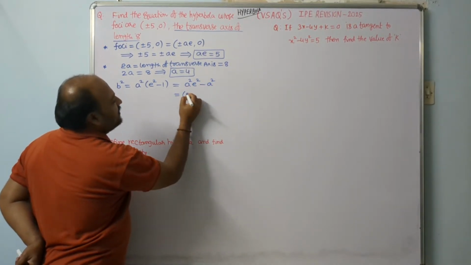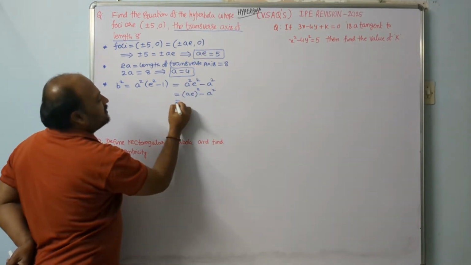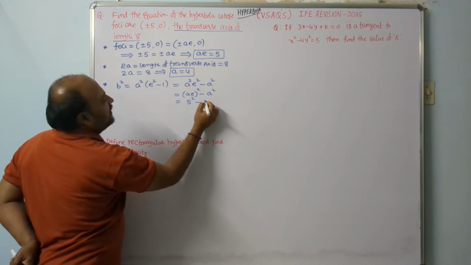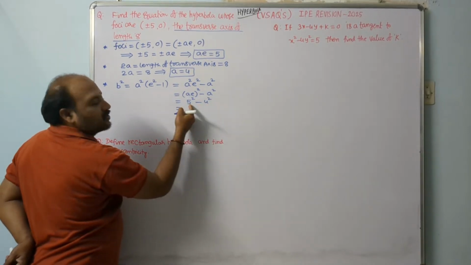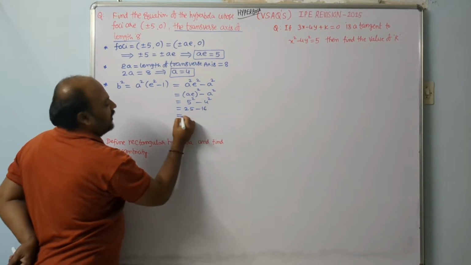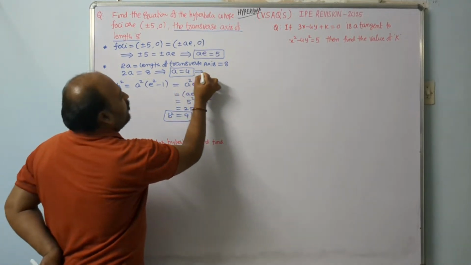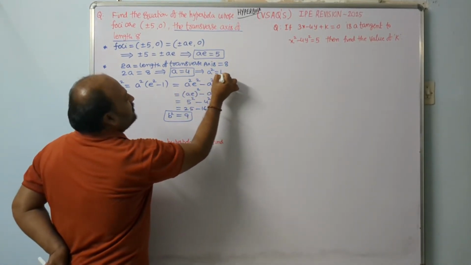a square e square means ae whole square, minus a square. ae whole square means 5 square, and a square means 4 square. So 5 square is 25, minus 16, that is 9. So b square value we got as 9. a equal to 4 means a square value equal to 16.